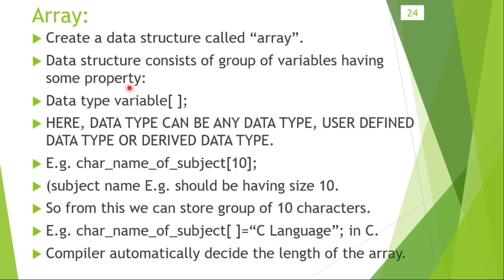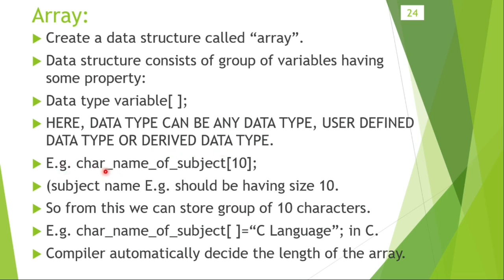So how can we use it? Data type, then variable, then a square bracket. We will give it in a square bracket. Here the data type can be any data type. Okay, any data type. That can be a number, alphabets, float, real number, user defined data type or derived data type. That programs are in the 14, 15, 16 chapters actually.